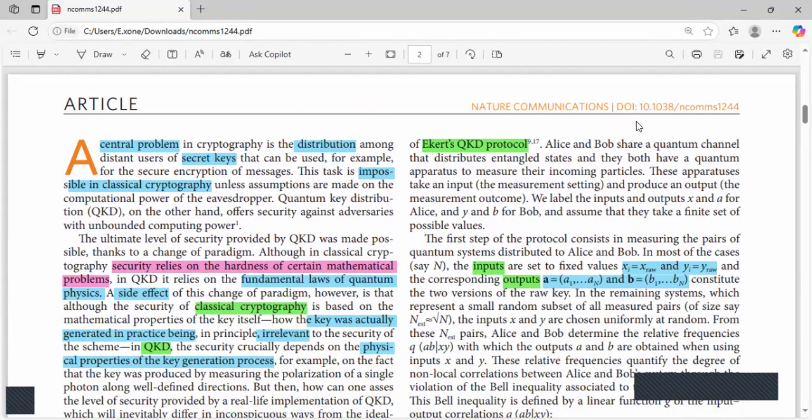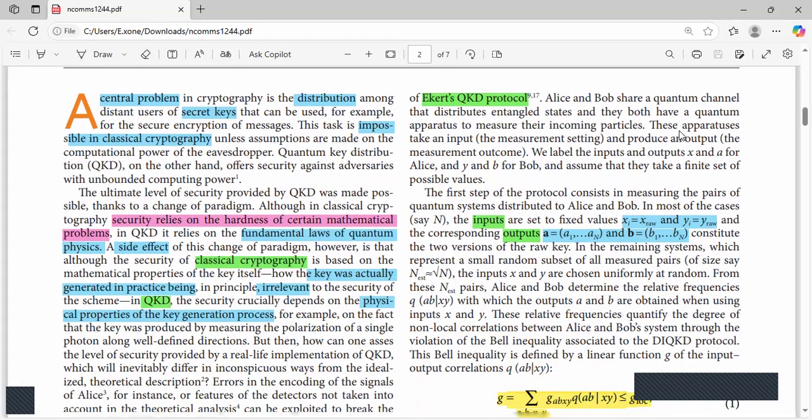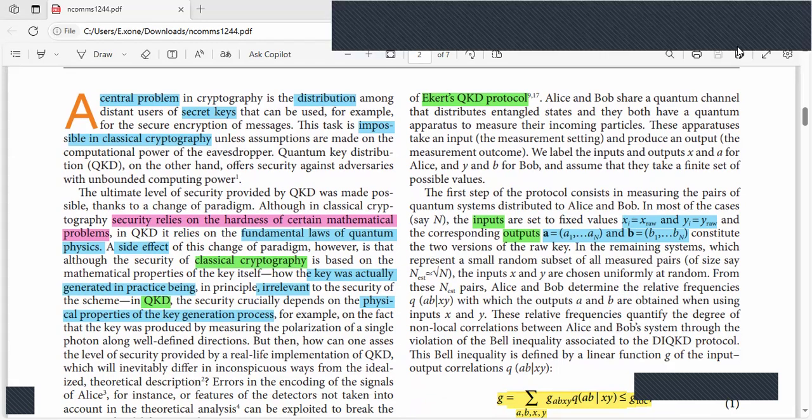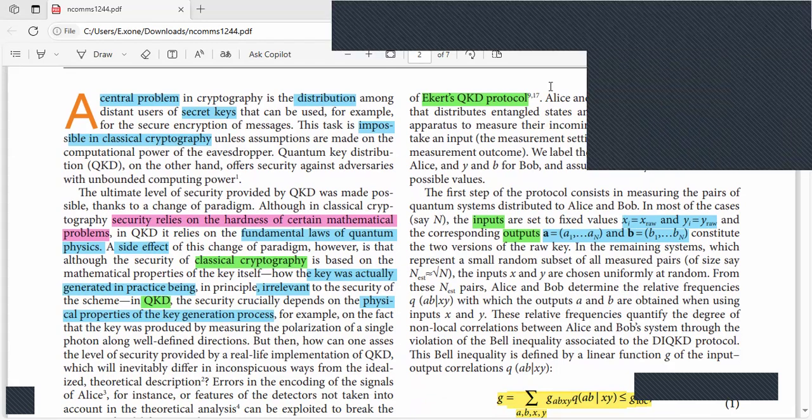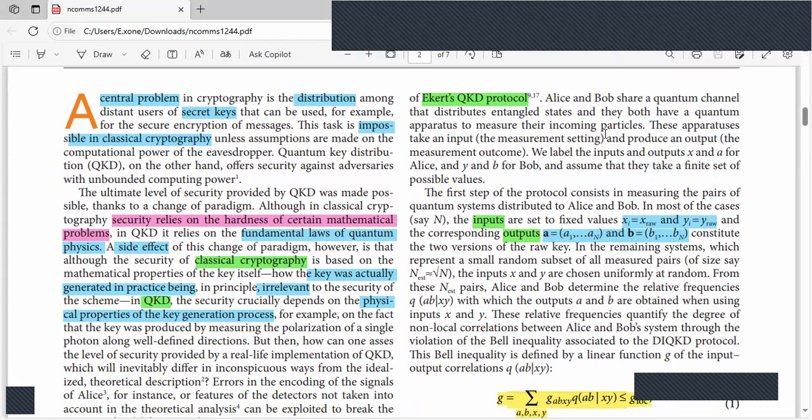So we know that the central problem of cryptography is the distribution of secret keys, and it is impossible for classical cryptography unless we make some assumptions on the power of the eavesdropper. So there is a shift of paradigm with the introduction of QKD. So we know that there is no assumption on the key when we talk about QKD.